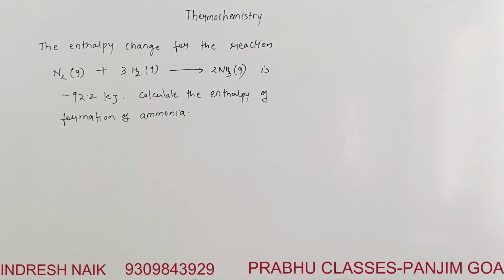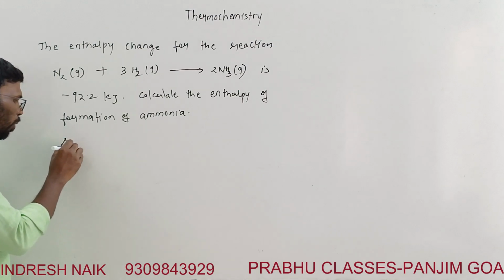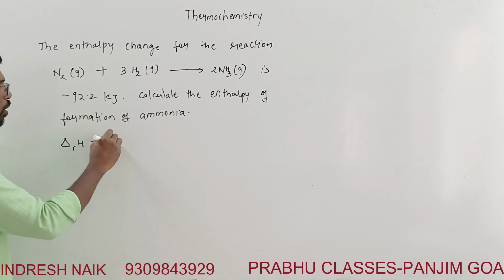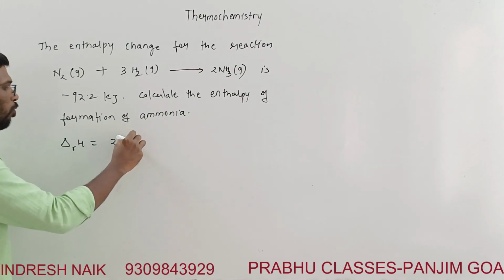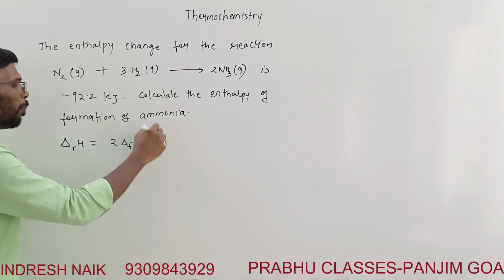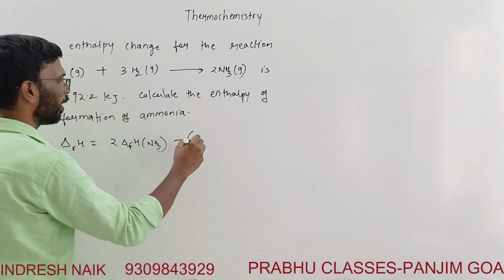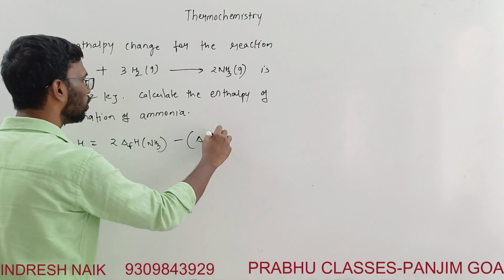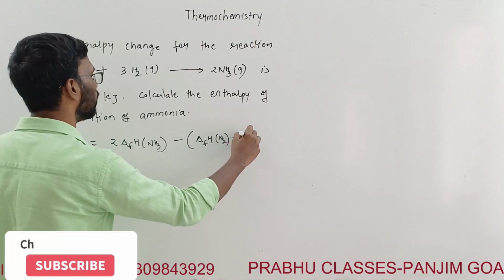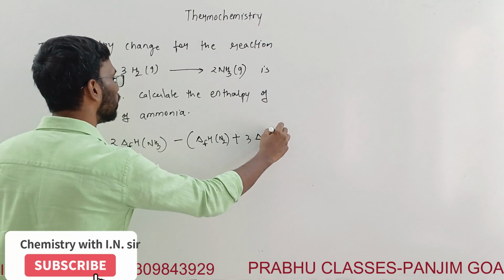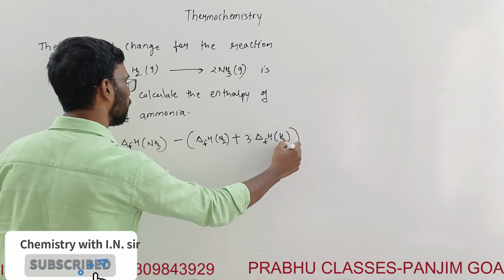You can also give a try to this question. The enthalpy change for the reaction is given, that is minus 92.2 kilojoules. Calculate the enthalpy of formation of ammonia, meaning what is the enthalpy of formation of ammonia? The enthalpy of the reaction is given, so we will write this formula. Enthalpy of the reaction is 2 into enthalpy of formation of ammonia, product minus reactant. The reactant is enthalpy of formation of N2 plus 3 into enthalpy of formation of H2.